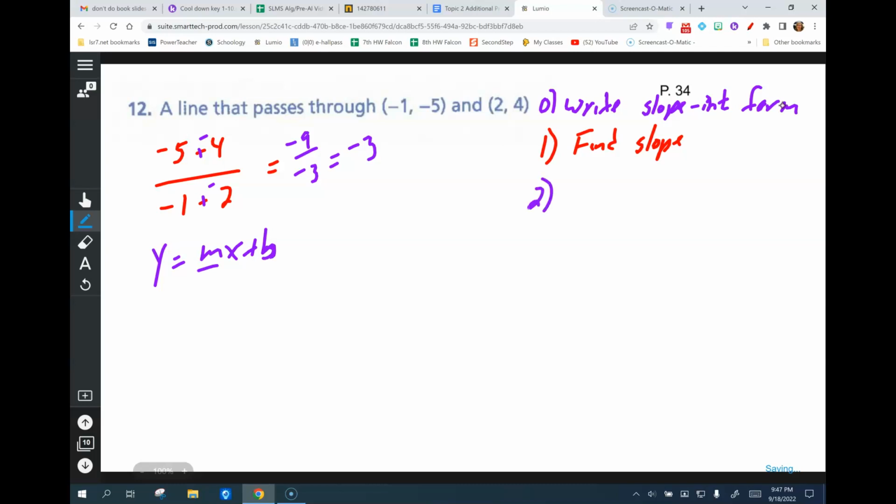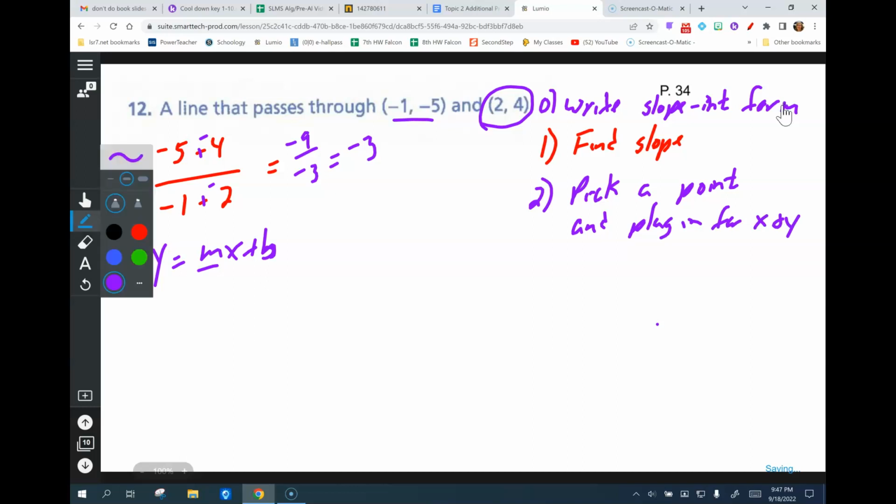So now what we have to do is we're going to pick a point. It doesn't matter which one. Pick a point. I'm going to always pick the one that has fewer negatives. That's just my preference. So I'm going to pick 2, 4. -1, -5 would do the same thing. So pick whatever you want to. Pick a point and plug in for x and y.